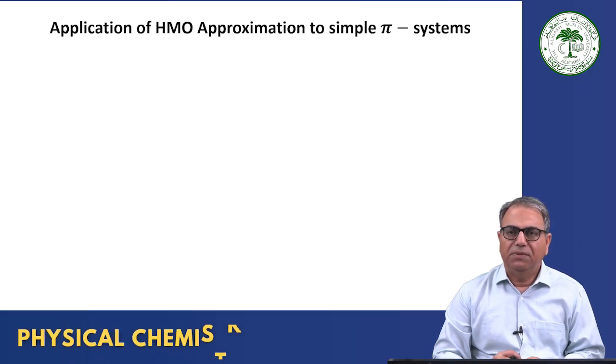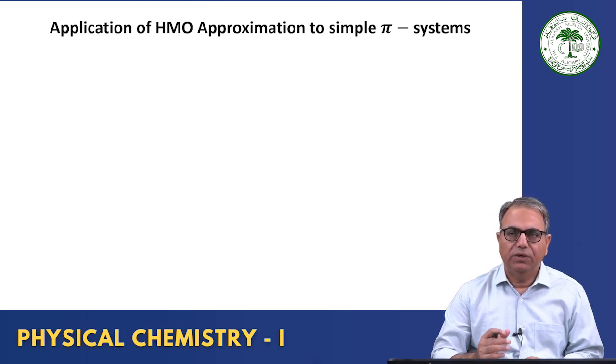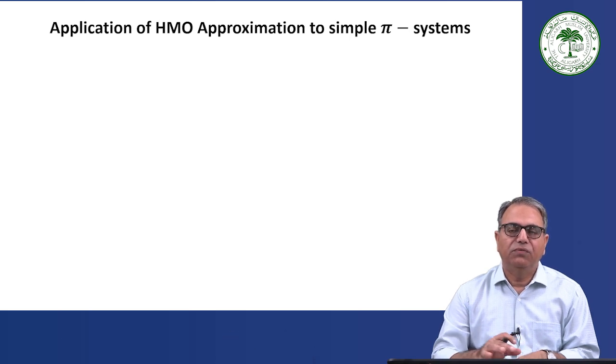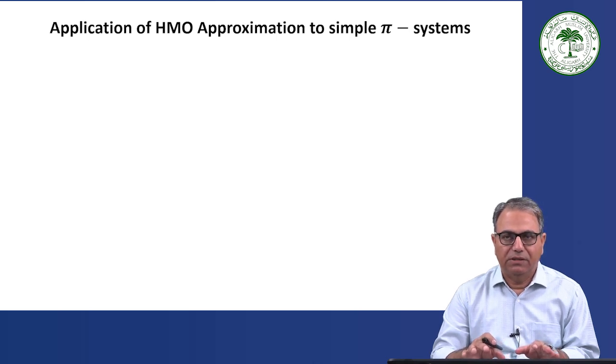So in the previous module, I was talking about the HMO approximation, and I gave you one example of an ethylene molecule also. Just a quick recap: in the HMO approximation, we suppose all the sigma bonds to be frozen, and only the pi electrons move in the field created by the nucleus and the sigma electrons. This was the first approximation given by Huckel.